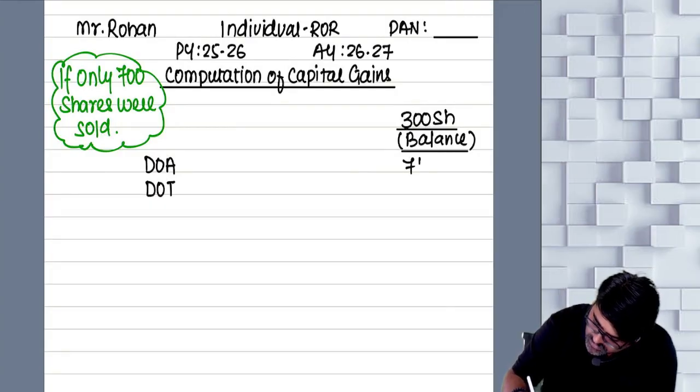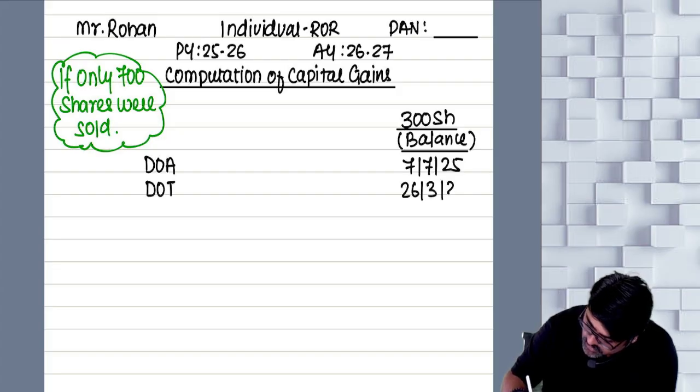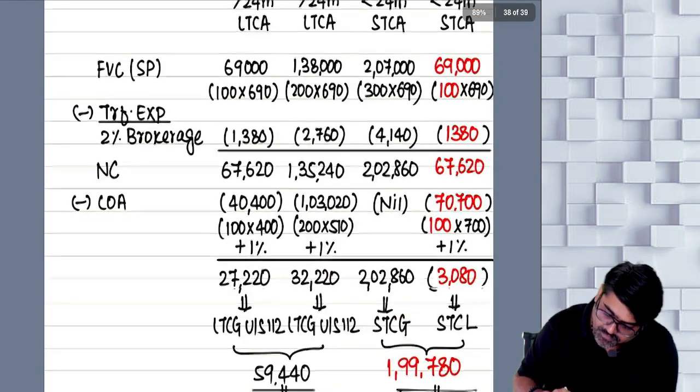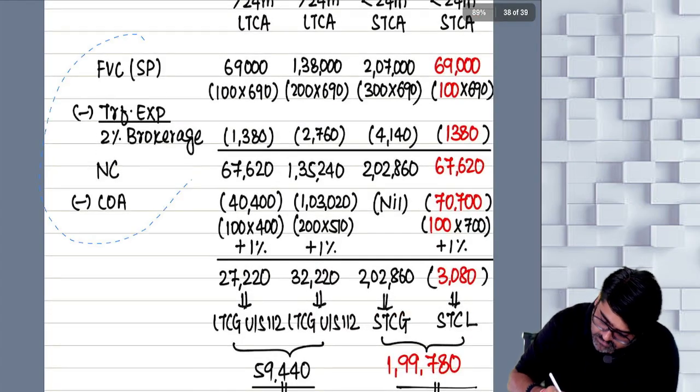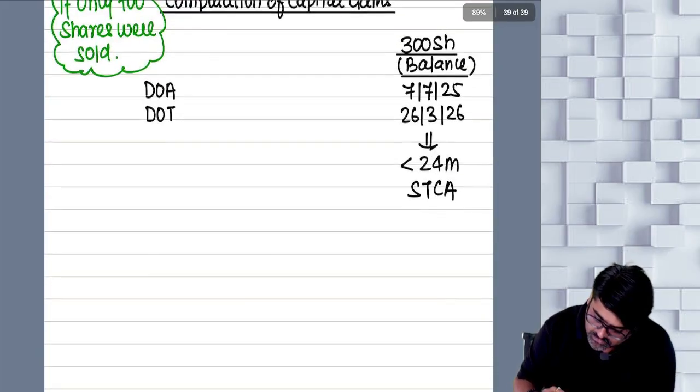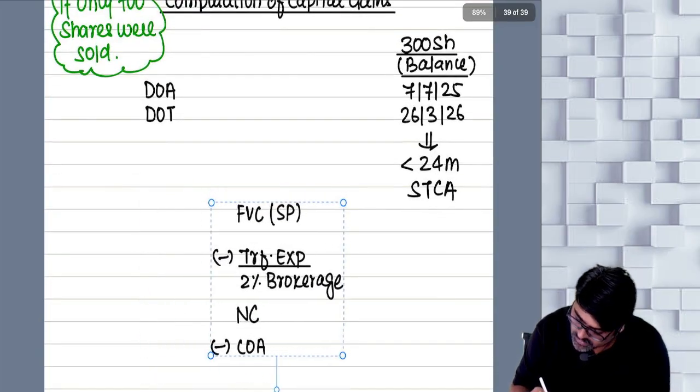Understanding? So tell me, what is the date of acquisition? Sir, it was 7th of July 2025. They are sold on 26th of March 2026. This gives me the period of holding of less than 24 months. Therefore, they are also short-term capital assets. Now, how to calculate the capital gain? Same, sir. Full value of consideration minus transfer expense, net consideration, and I will get what?